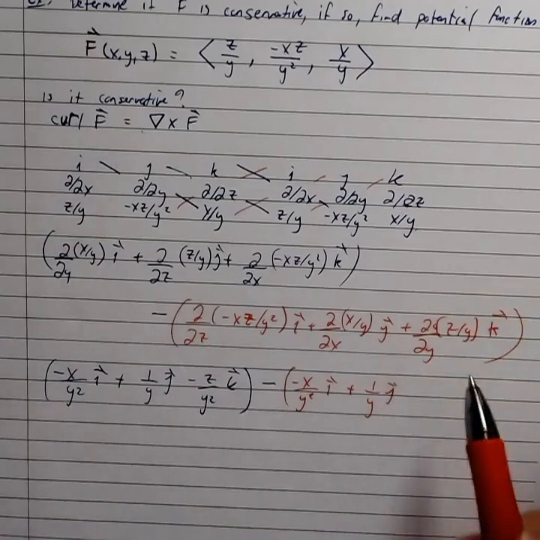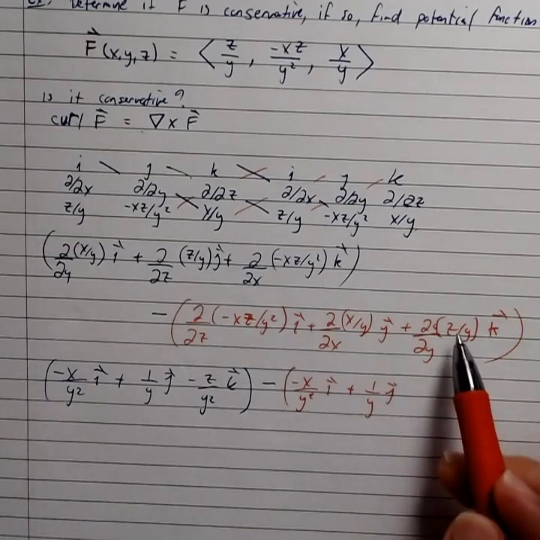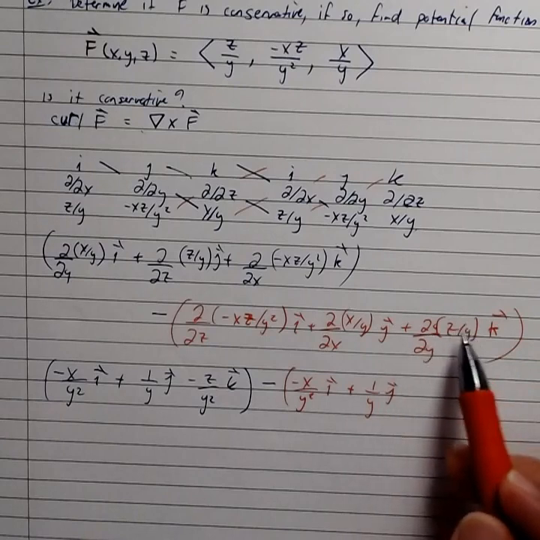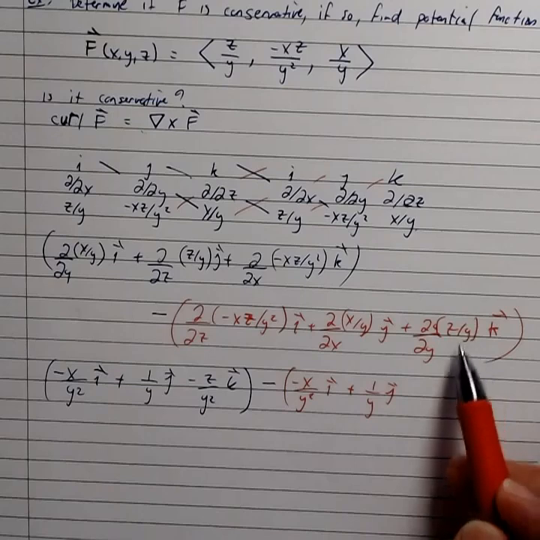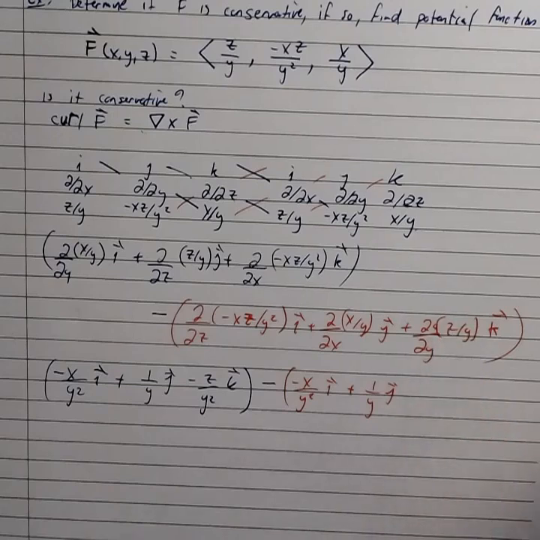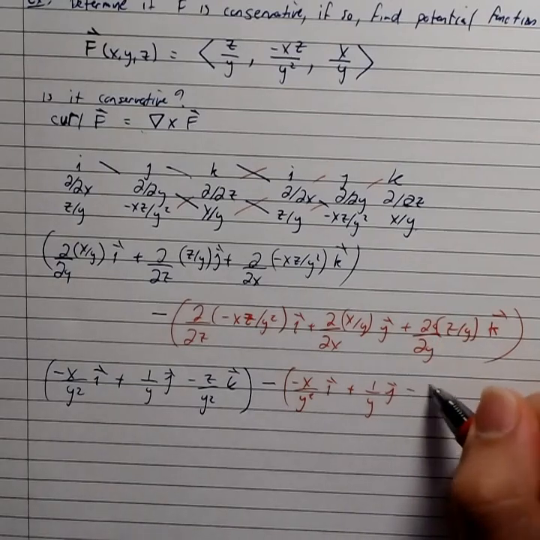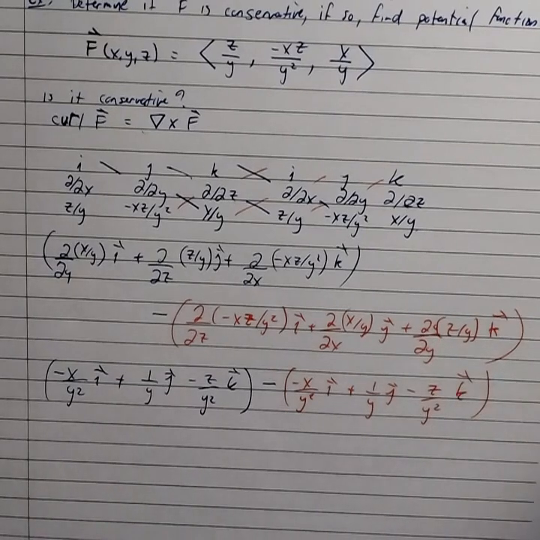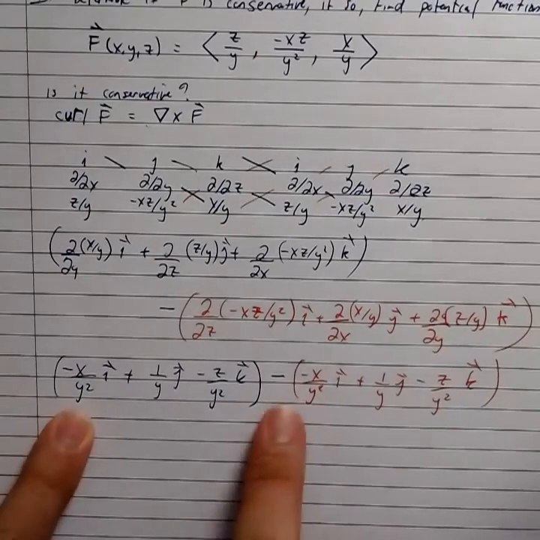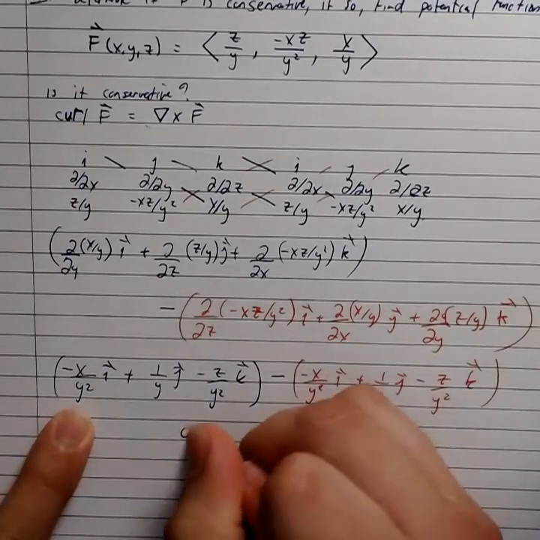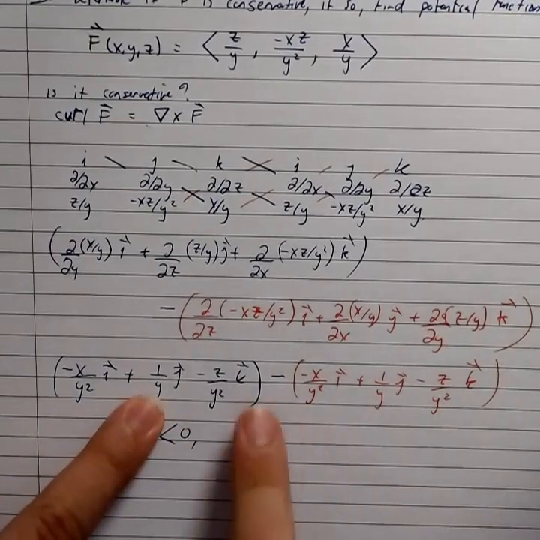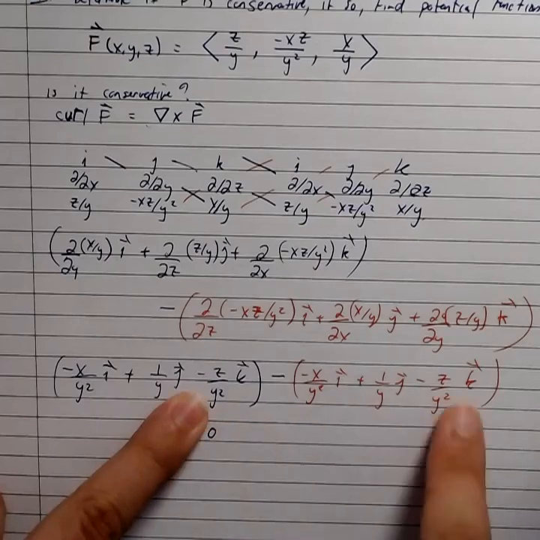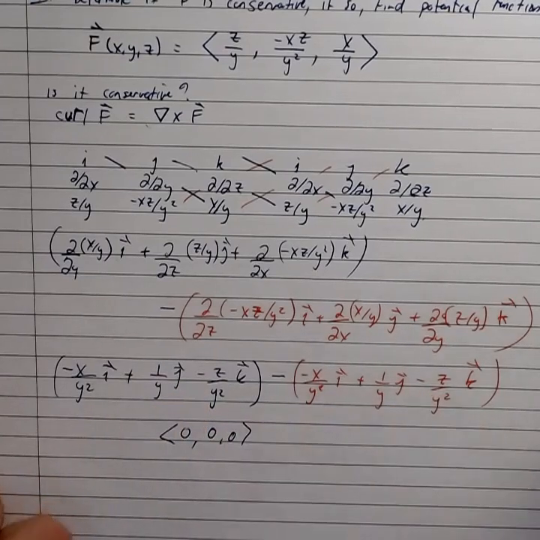And here, the partial with respect to y of z over y, well, the derivative with respect to y is just the derivative of 1 over y, which is negative 1 over y squared. But then multiply the constant z back in, so that'll give you negative z over y squared. And then when you combine your terms here, this minus itself, well, that's 0 for your first component. This minus itself, that's 0 for your second component. And this minus itself is 0 for your third component.